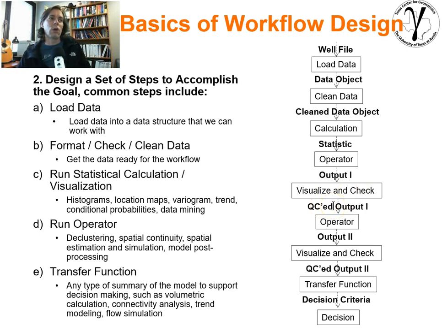But maybe our modeling workflow is not that simple. We need to have multiple steps of modeling, multiple steps of different types of operators. And so we have another operator. We're taking that QC'd output number 1 and using it as input into that operator, and the output for that is a new output, number 2. We visualize and check output number 2, and the result is now we have QC'd output number 2. So we have 1 and 2, the QC'd outputs, and we're comfortable with them. Now we apply QC'd output number 2 to the transfer function.